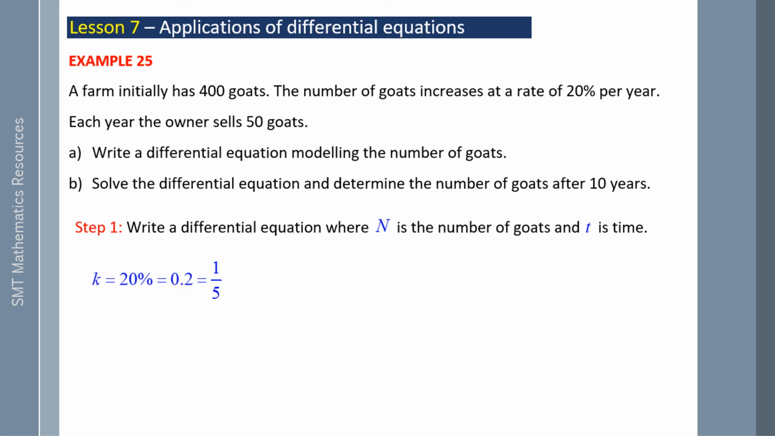Here, k is 20%, so therefore it's written as 1/5 or 0.2. dn/dt equals n over 5, take 50. So there's our rate, but we're taking out 50 regularly each year. To simplify this, write it with a common denominator, so that would become 250 over 5. We have dn/dt equals (n subtract 250) over 5.